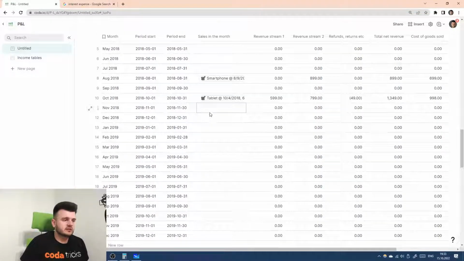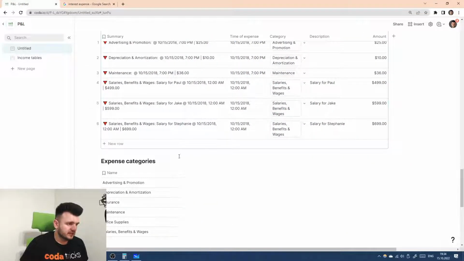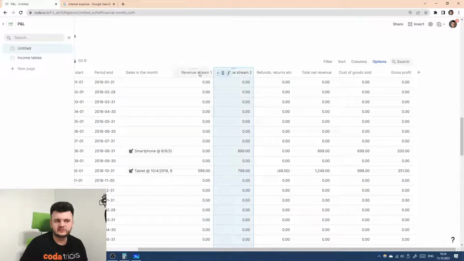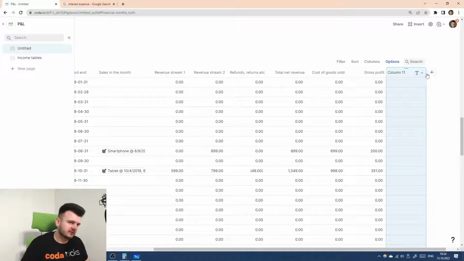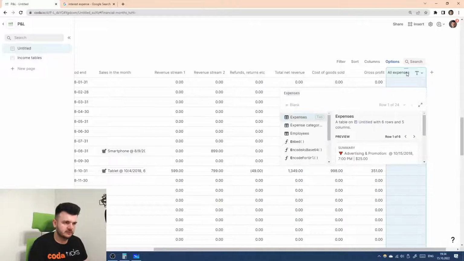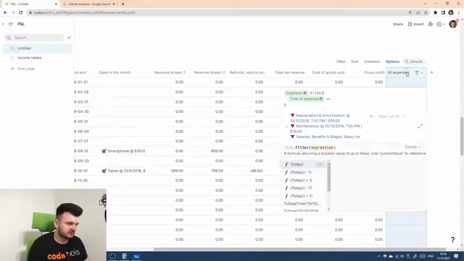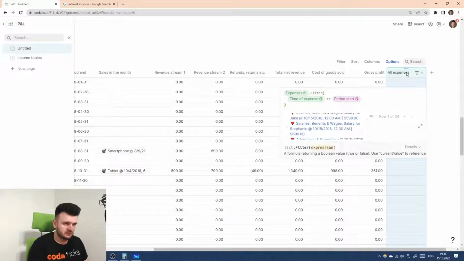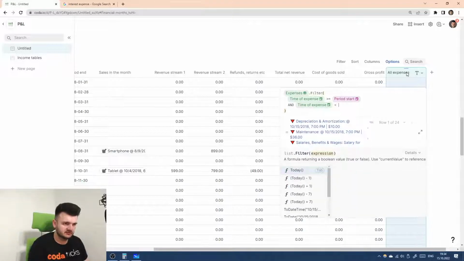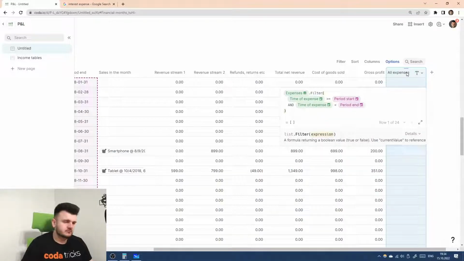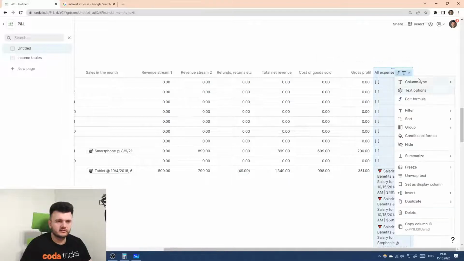But okay, we are already doing it this way, right? So we have 6 expense categories, and this is pretty much what we're going to do the same way we did with revenue streams. So you can have something like all categories, all expenses, and you take from the table expenses, you filter where time of expense is more or equal to period start, and time of expense is less than. And can you spot the issue already? Because I made a mistake here.